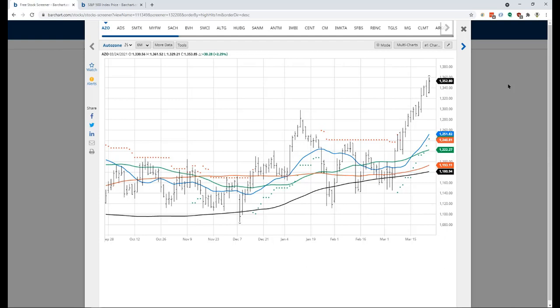It's just another way to visualize the stock, where the other one had a turtle channel. This one has moving averages. And if I've got a stock that is trading above all its moving averages, I like that one.